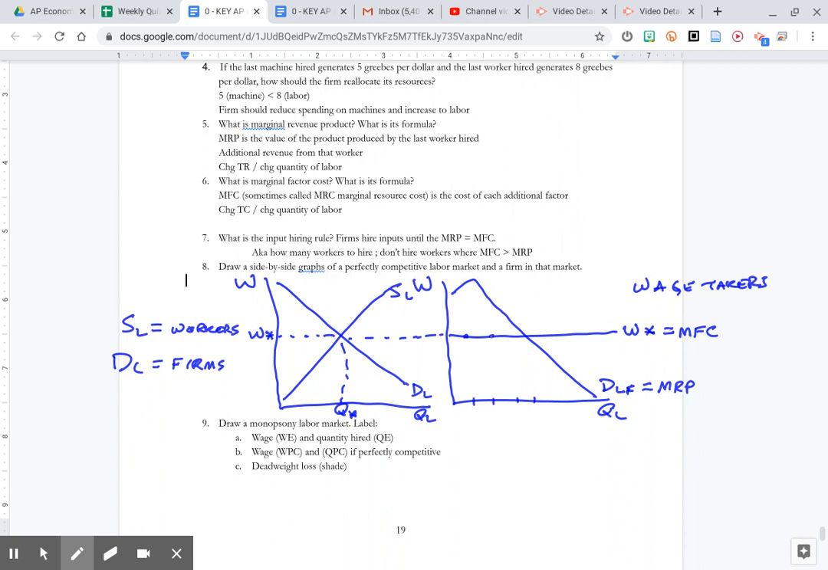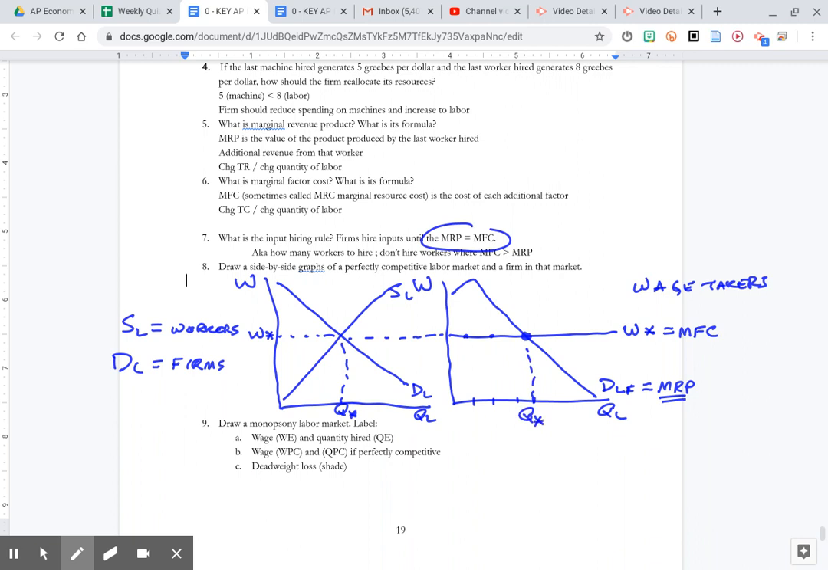Well, this curve, the DLF, demand for labor by the firm, is called the marginal revenue product. And that's because each additional worker generates less marginal revenue than the first one or the second one, in this case, because they start to specialize. They should hire the quantity where, as we have up here, MRP equals MFC. And so this is the quantity they hire, and they pay W star.